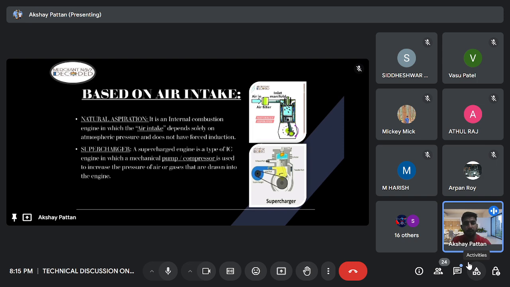Whereas in a supercharger we are using a compressor or pumps to induce the air with force inside the cylinder. We induce fresh air, due to which the combustion takes place completely and the power generated is more. That is why in a supercharger or turbocharger we get more power as compared to the natural aspiration engine. Is there any doubt in this?